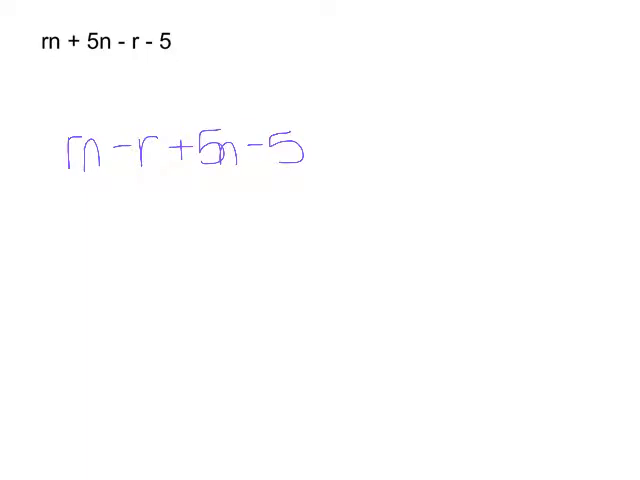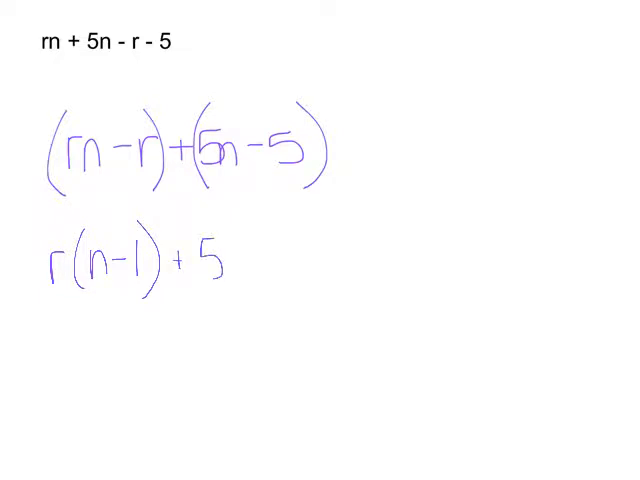And the first thing that I want to do is, because I want to group, I'm going to put things in parentheses. And so when I look at this first half, I see that I can factor out an r, so I'm left with r and then n minus 1, because when I factor out an r, all I'm left with is a 1, and then I'm going to add, and then on my second one, I can factor out a 5, so I'm left with, again, n minus 1.